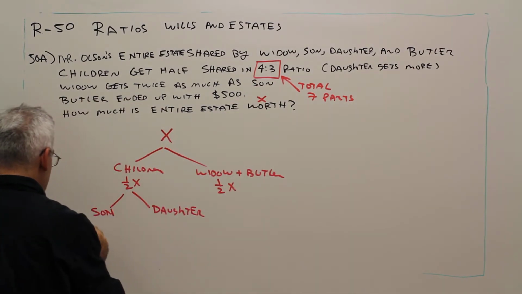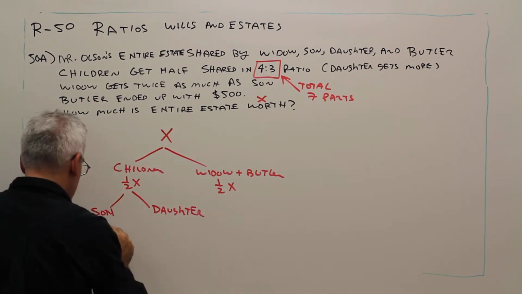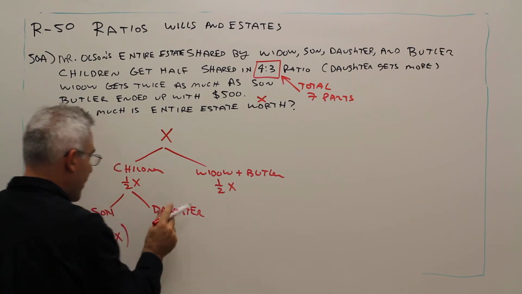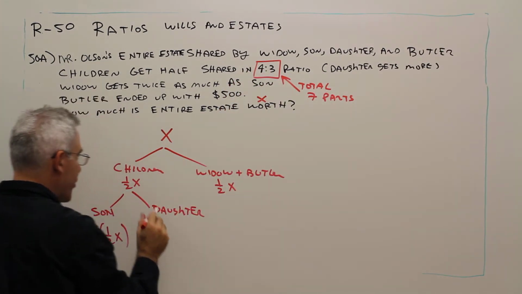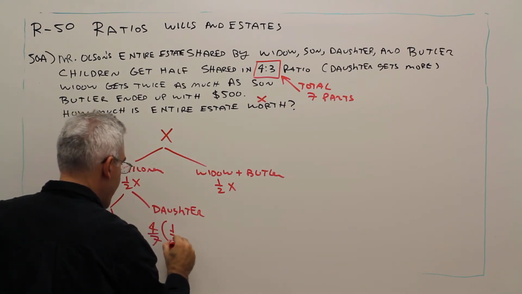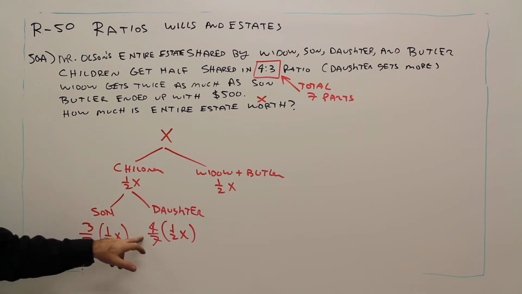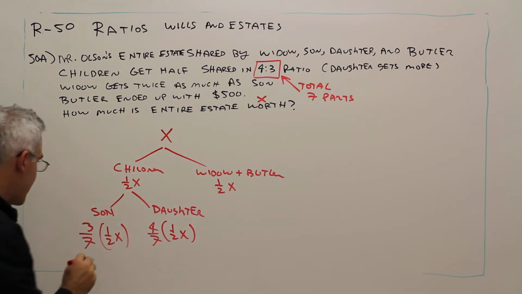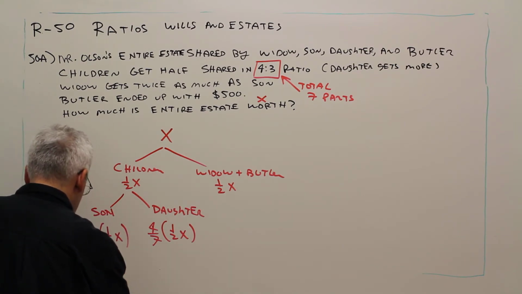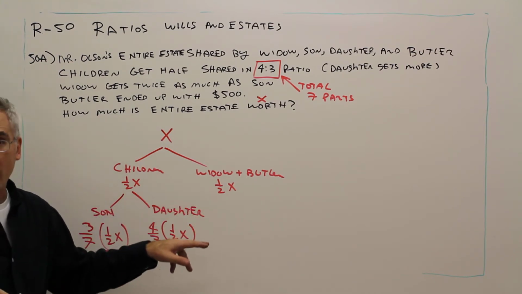So the son is getting 3/7 of the children portion, which was 1/2 X. The daughter is getting 4/7 of the children portion, which was 1/2 X. Okay, I can compute the son's if we want. That's going to be 3/14 X. I'll be using that later because the widow is related to the son.